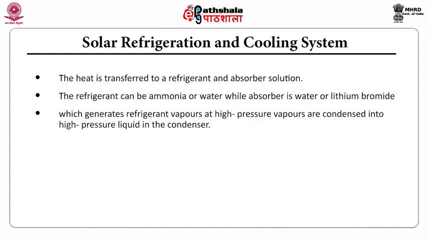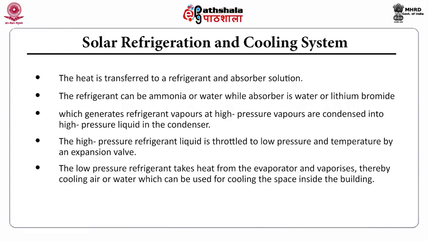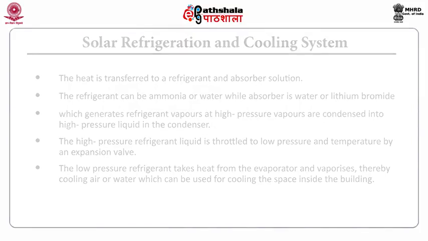high pressure vapors, which are condensed to high pressure liquid in the condenser. The high pressure refrigerant liquid is throttled to low pressure and temperature by an expansion valve. The low pressure refrigerant takes heat from the evaporator and vaporizes, thereby cooling air or water which can be used for cooling the space inside the building.